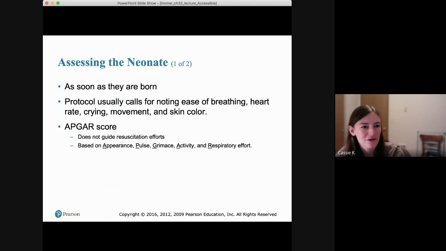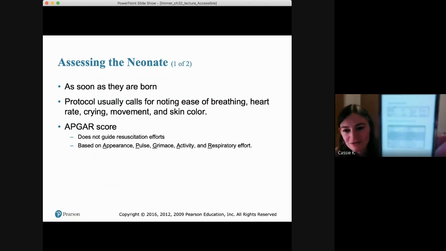So as soon as they're born, we're going to assess them, looking for ease of breathing, heart rate, crying, movement, skin color. An APGAR score we generally want to do after birth and then a few minutes later. So it stands for appearance, pulse, grimace, activity, and respiratory effort. And that should be, I believe, in our protocol. So if you don't remember what it is, just look it up. So 1 minute after birth and 5 minutes later per our protocol. And you can see that's the APGAR score in our protocol.